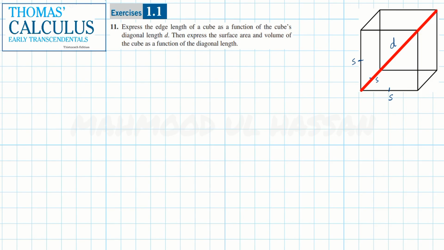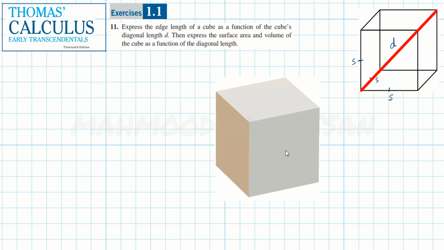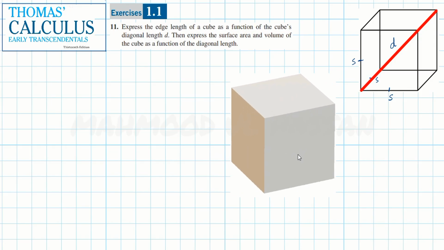Now let me explain it more precisely. You can see here we have a cube. So the main diagonal is, you have to join this vertex to the opposite one. So this is going to be our diagonal, and you know that the length of this diagonal is d.